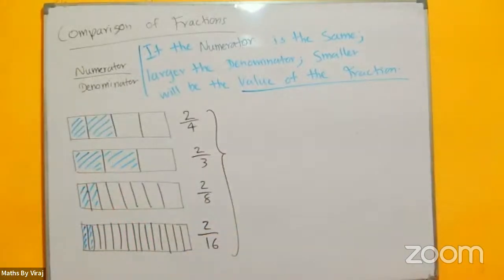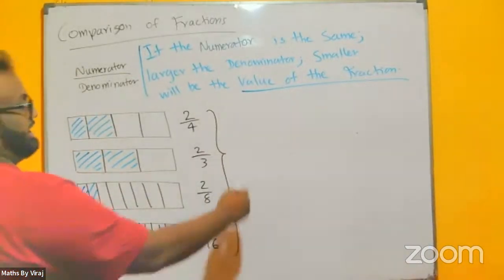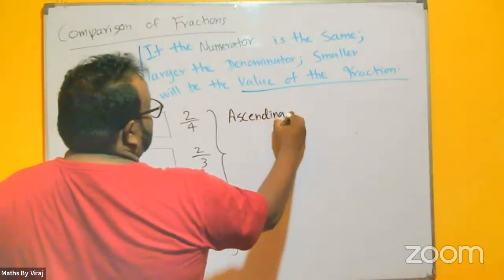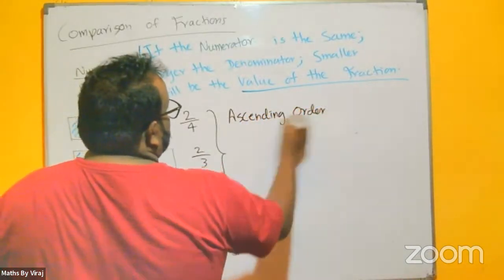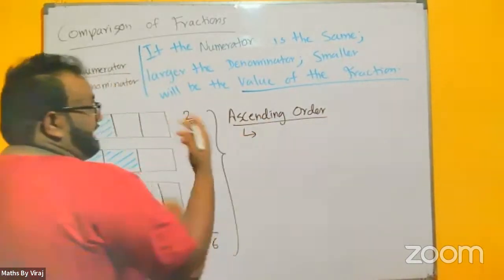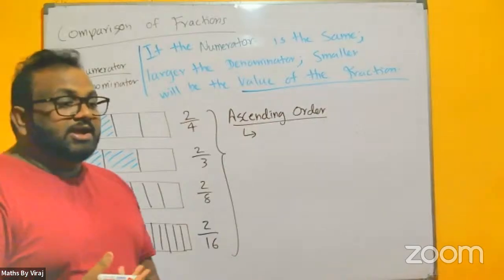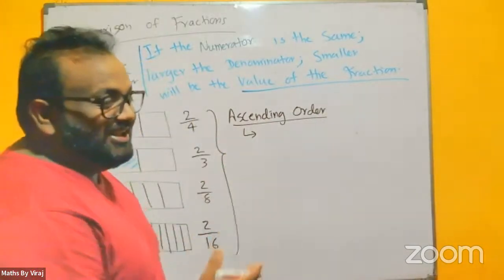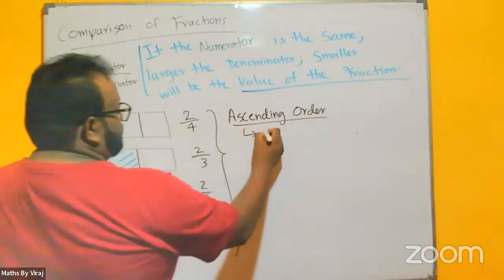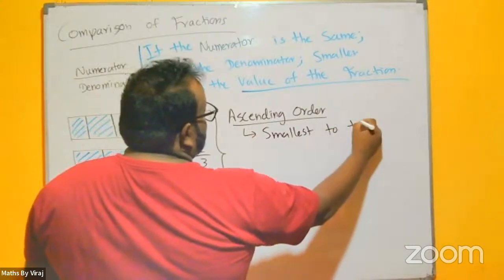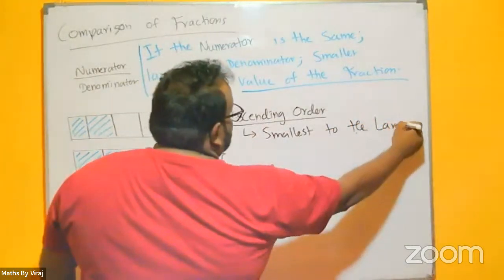Now, if I am to arrange them in ascending order, what is ascending order, children? We don't say down to up. If it is in the alphabetical order, it is lowest to highest, like A to Z. Now ascending order usually says from smallest to the largest. Very good.